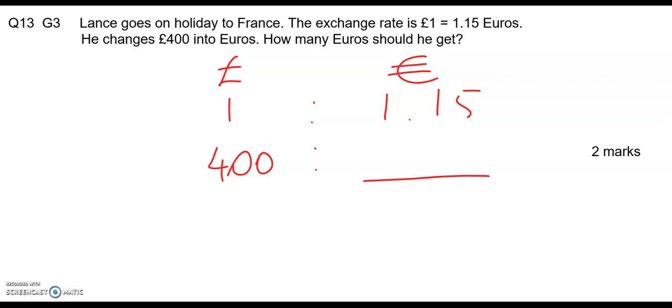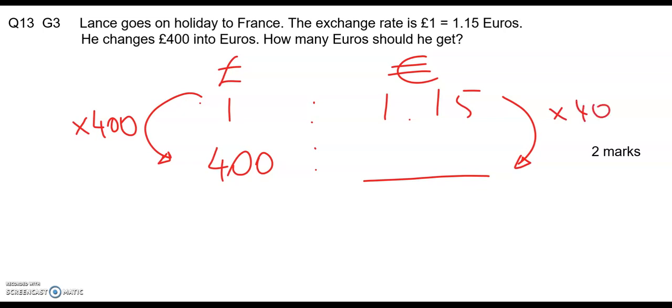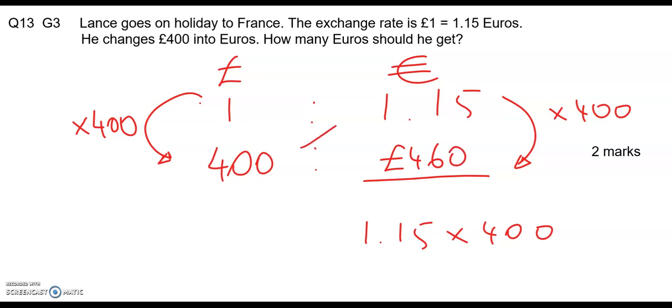Now there are different ways you could work it out, but I just prefer this way. To get from 1 to 400, what do we do? What do we multiply it by? And that is 400. So we'll do the same on the other side. So times 400. So 1.15 times 400 gives us 460.